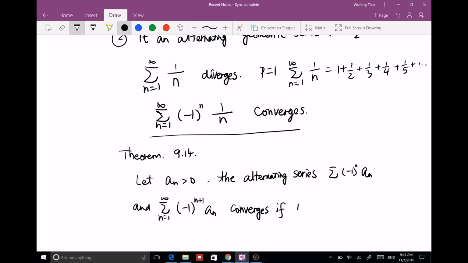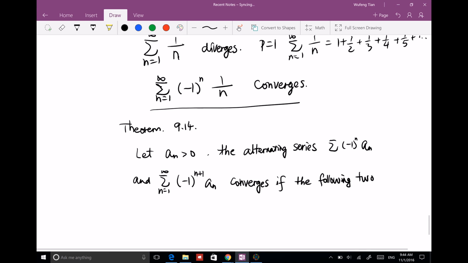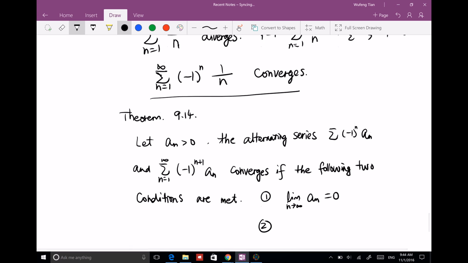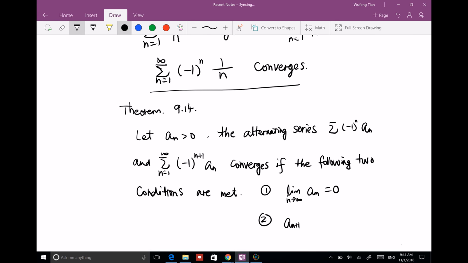It converges if the following two conditions are met. First one, limit as n goes to infinity of an equals 0. The nth term test, that's the first condition, okay? Second, an plus 1 is less than or equal to an for all n.